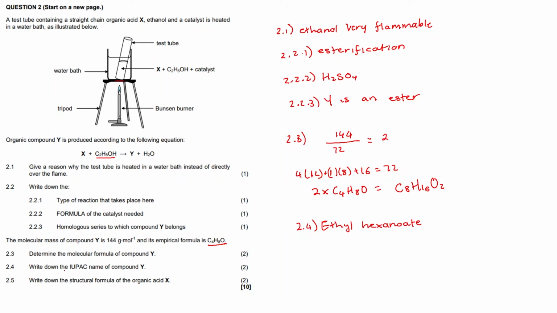Question 2.5. Write down the structural formula of organic acid X. So organic acid X has to be a carboxylic acid, as a carboxylic acid and an alcohol form an ester. And since we know it is ethyl hexanoate, the carboxylic acid has to then be hexanoic acid. And the structural formula for hexanoic acid has 6 C's, with then an O and an H, a double bond to the last C, and H's everywhere else, in order to fill up all the bonds.